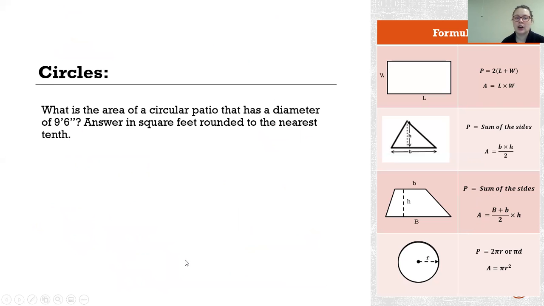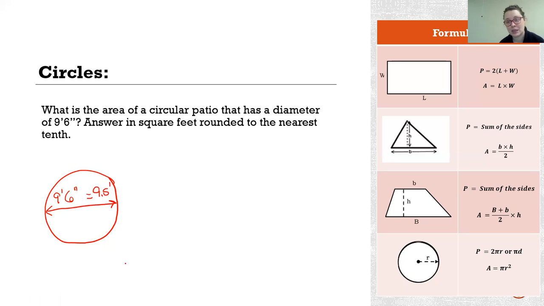Okay. All right, circles. What is the area of a circular patio that has a diameter of 9 feet 6 inches? Answer in square feet rounded to the nearest tenth. So circles, remember, had specific language. So we have our circular patio. The diameter is all the way across is 9 feet 6 inches, or 9.5 feet.